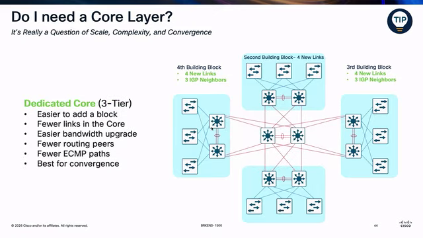The simple solution to that would be to simply add a block of core layer devices. And every new block is the same number of IGP neighbors, the same number of new links, and it's really easy to troubleshoot because you just created demarcation between each layer and you've got fault domains which are contained from each other.